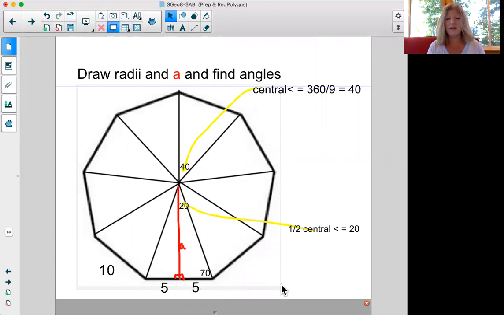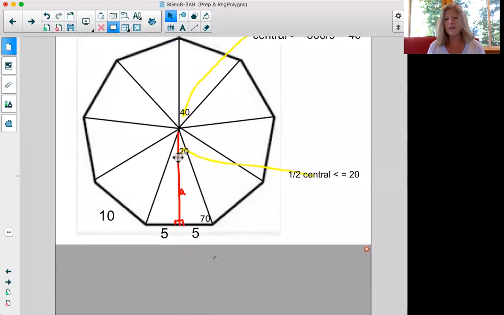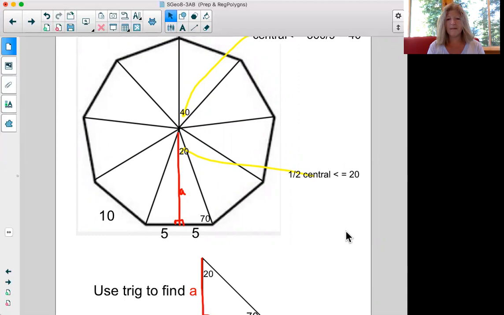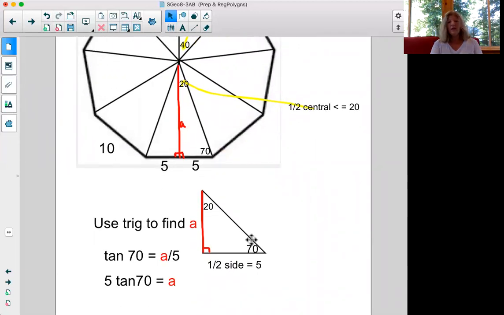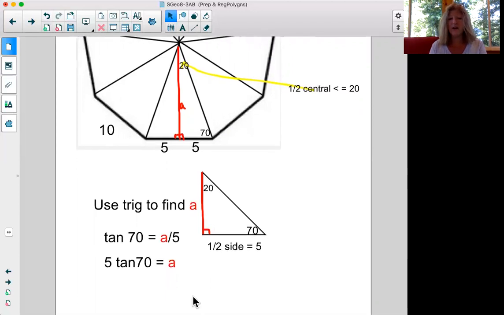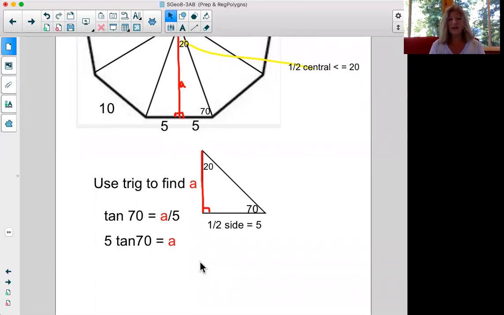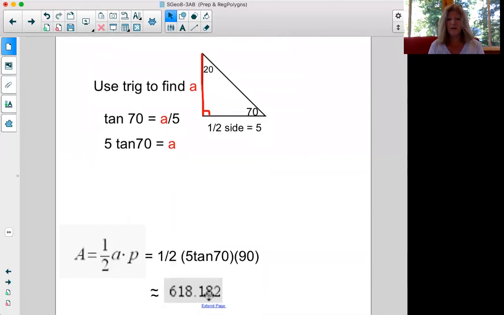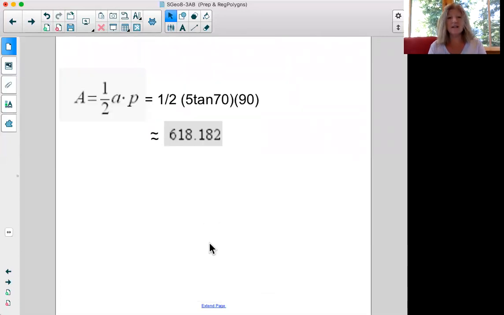And so now we go into that right triangle and we're going to use trigonometry to find little a. In this case, I did it from 70 degrees. You can do it from either angle, but I chose 70. So from 70, the tangent of 70 is opposite over adjacent, or a over 5. And to solve for a, I have to multiply both sides by 5 to get my value for little a. And notice that even though that looks funky, it's just a number, and I can plug that right into my formula, half AP, where this is A. And then I can let my calculator round it for me to get the final area.